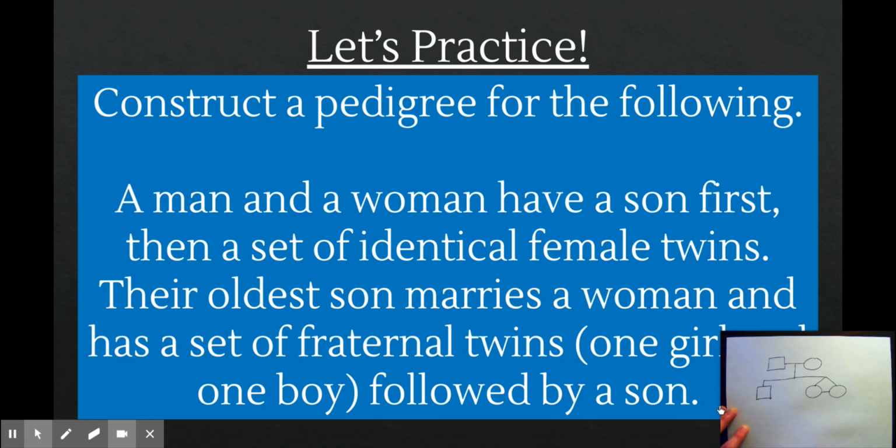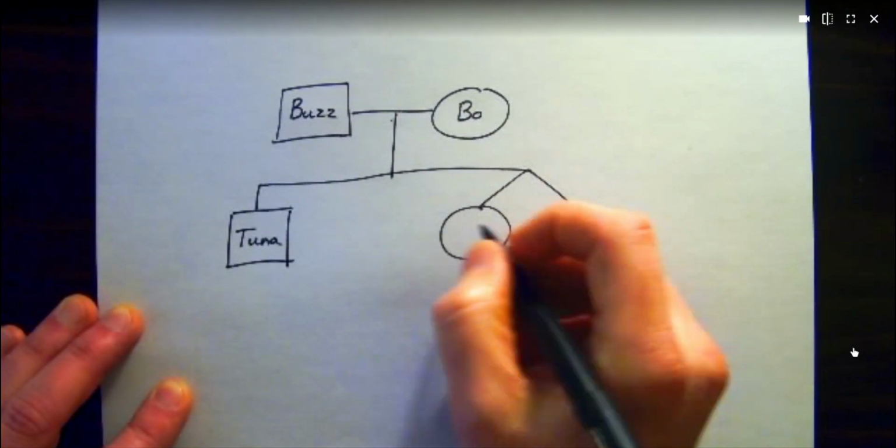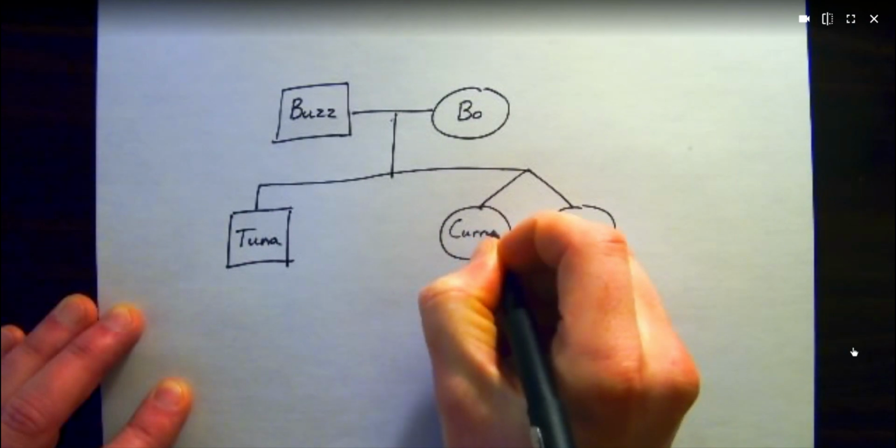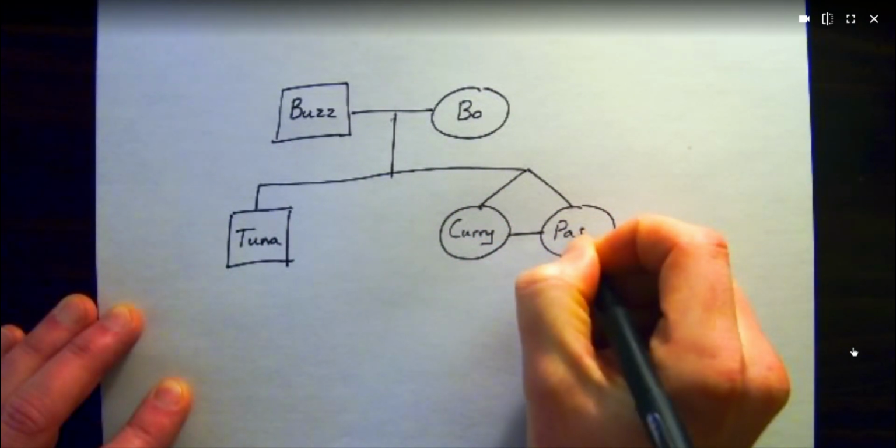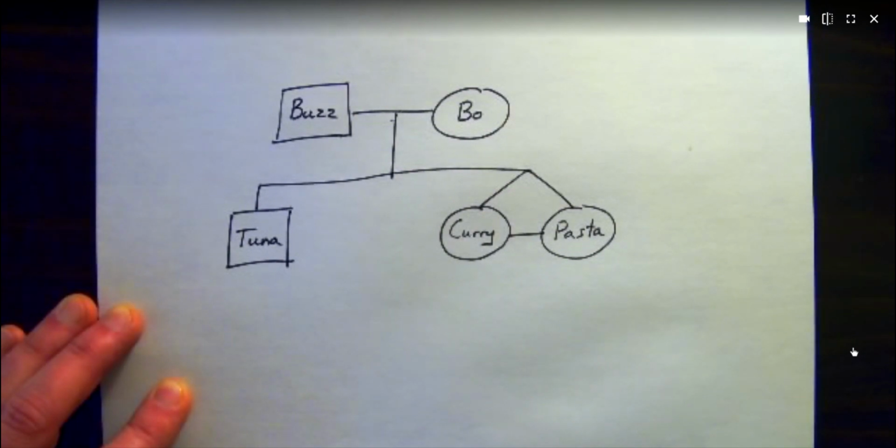Now for fun, let's actually assign some names to these people. So we'll call the father Buzz, and Bo will be the mother. And then the son, we'll call him Tuna. And the two twins will be Curry and Pasta. Here, let me make this bigger for you. All right, so that's the first couple of generations.